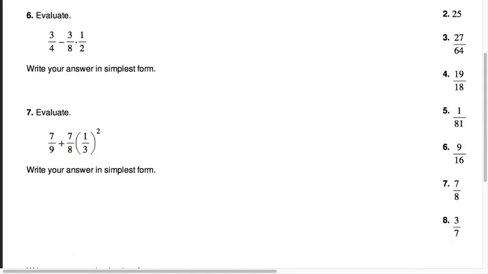We'll start with the one that's a little bit simpler, has a little less going on, and that's question 6. So in question 6, where do we want to start? What's the first operation we should be thinking about when evaluating the expression 3/4 minus 3/8 times half?